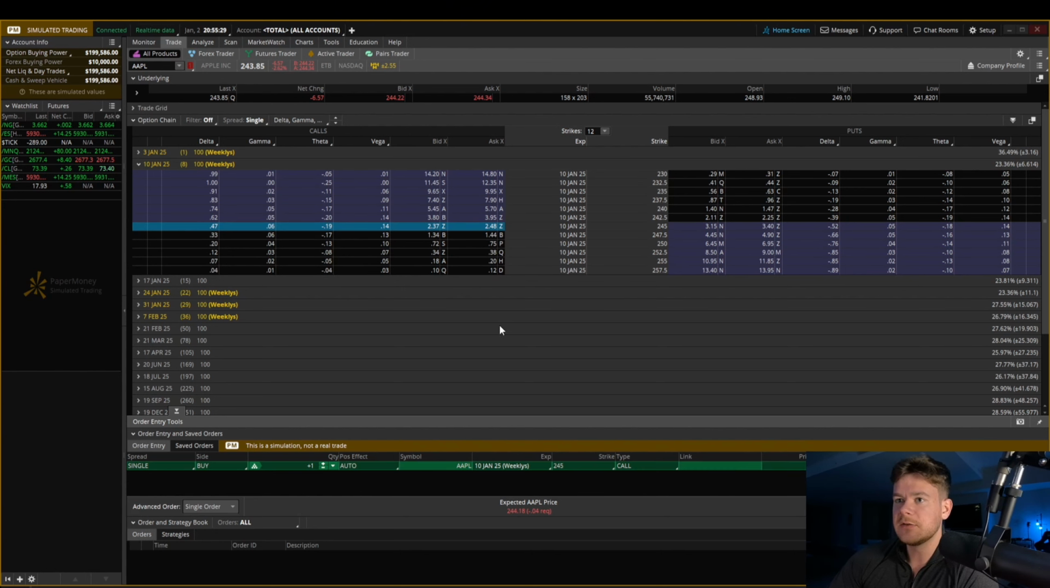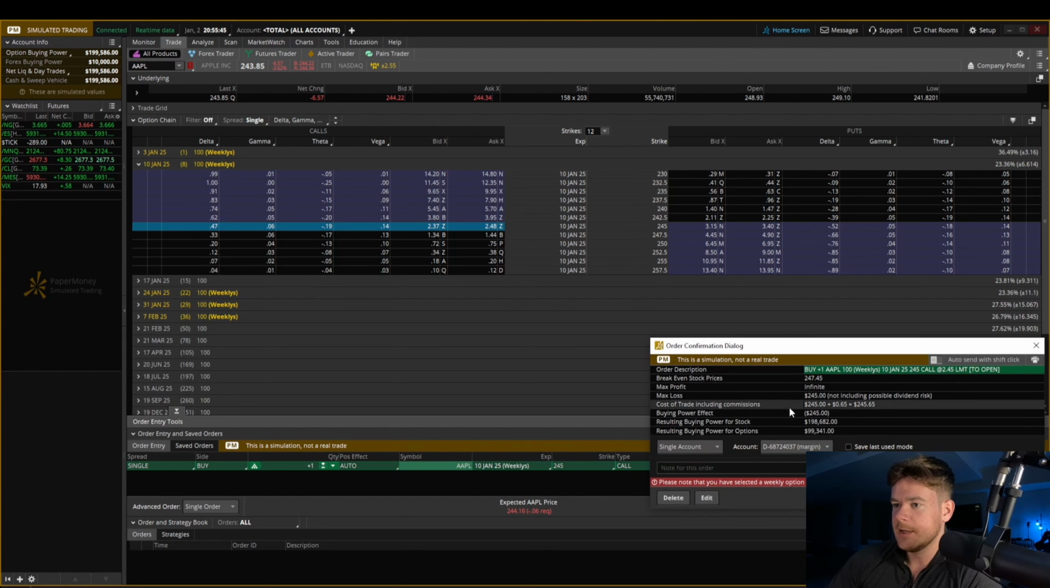I personally like to do limits. I want to try and get filled as close to the midpoint or even at the bid as possible. So in this case, I would probably do something around 246, maybe even 245, to see if some kind of algorithm will pick up my order. I'll go ahead and press confirm and send.